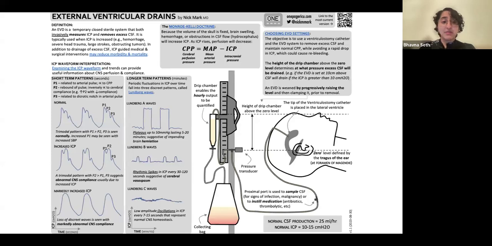Sometimes burr holes may be a temporizing measure before more definitive access is available. And there are some studies where there's practice of trying to do serial LPs, but there is a higher risk of herniation, and so that would need to be done with caution, and again taking an appropriate amount of CSF at a time.